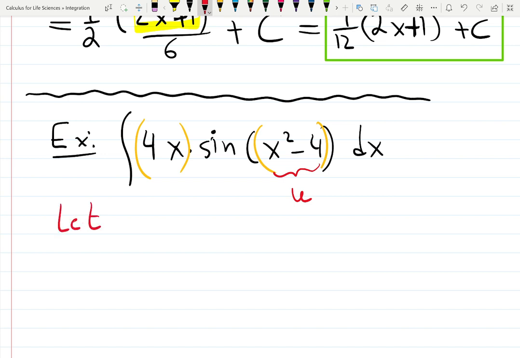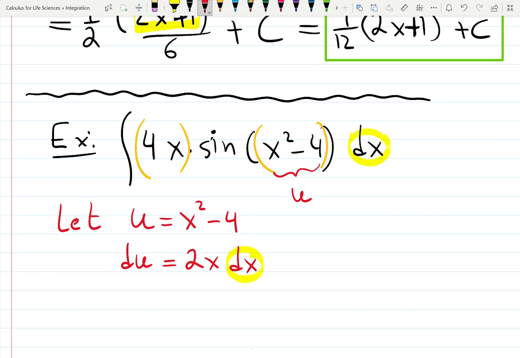Let's do it. Let u be x squared minus 4. The moment you found u, immediately differentiate it because we have to change dx into du somehow. That's just a table. U is x squared minus 4. Du is 2x. And then don't forget to put dx. That's exactly why you're putting it there, because you need it. You need to solve for dx.